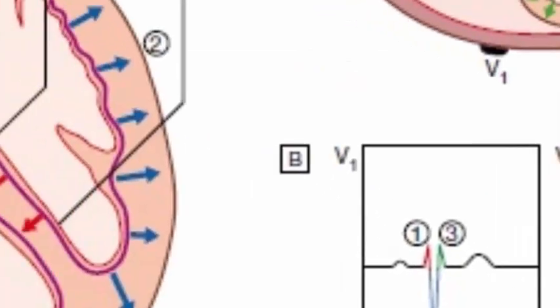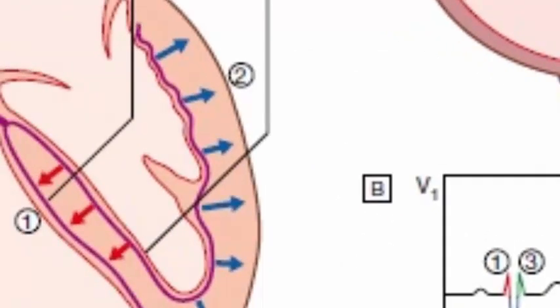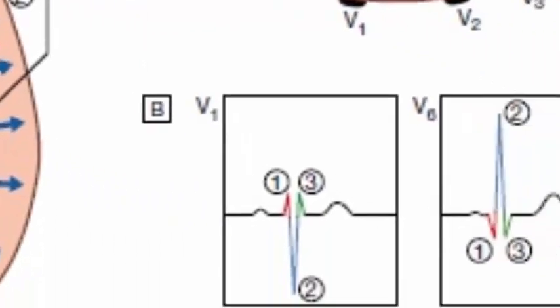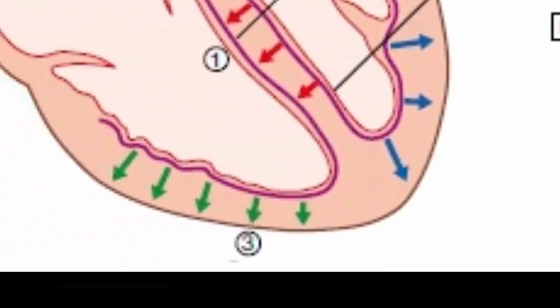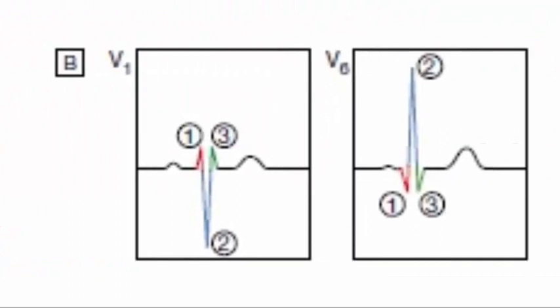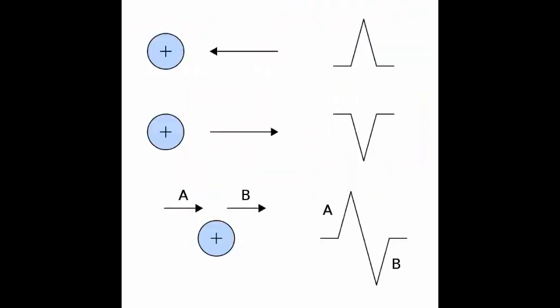The second phase of depolarization is activation of the left ventricle, which creates a large positive deflection or R wave in V6, the wave moving towards V6 in the axilla, and reciprocal changes, a negative deflection or S wave in V1. The third and final phase involves right ventricle depolarization and produces a small negative deflection or S wave in V6. Now we will see how to read a 12-lead ECG.